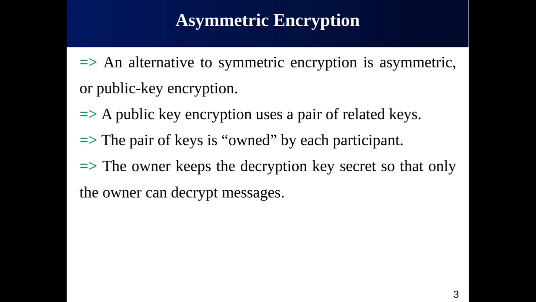The owner keeps the decryption key secret, so that only the owner can decrypt the message. And that key which is kept secret by the owner is known as the private key. So that is the whole story. In asymmetric encryption, we need to use two keys, a public key and a private key. The public key you can share with the public, while the private key must be kept secret by the owner, known only to the person who is able to decrypt the message. You will use the private key to decrypt the ciphertext and derive the plaintext from it.